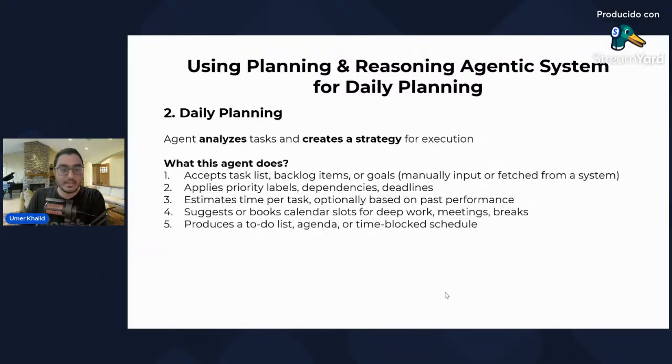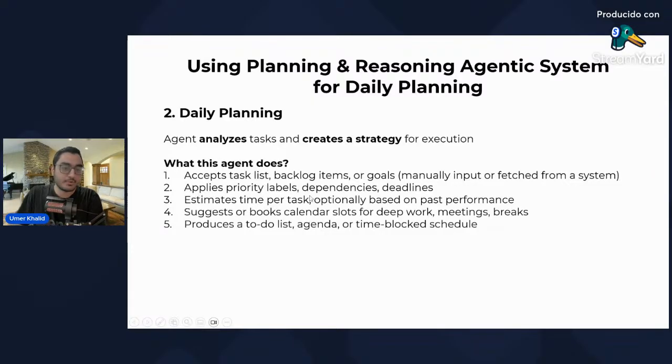So precisely, if we talk about development purposes, what this daily planning agent should do is accept the task list, backlog items, and goals. So you need to manually input them, or they are fetched from a system of backlog items. Like I said, you can connect your AI system or AI agent to your current workflow. You can connect it to Jira so that it scans or reads all of the tickets that are in the backlog in Jira, and then it's able to create the goals automatically based on those tickets.